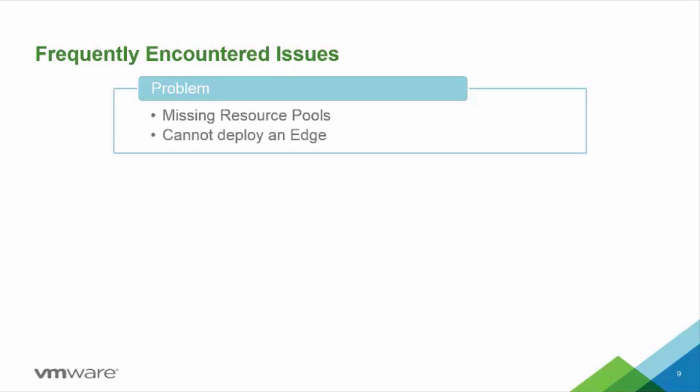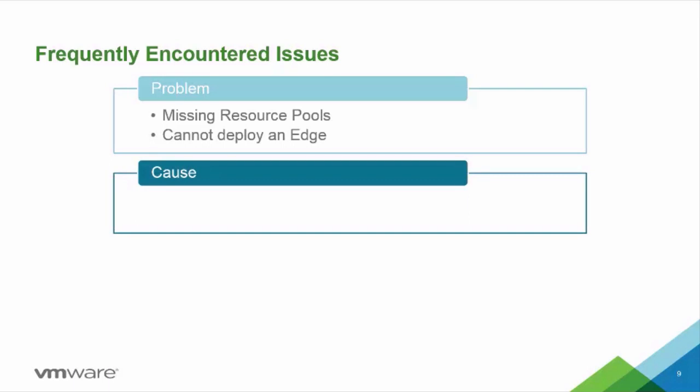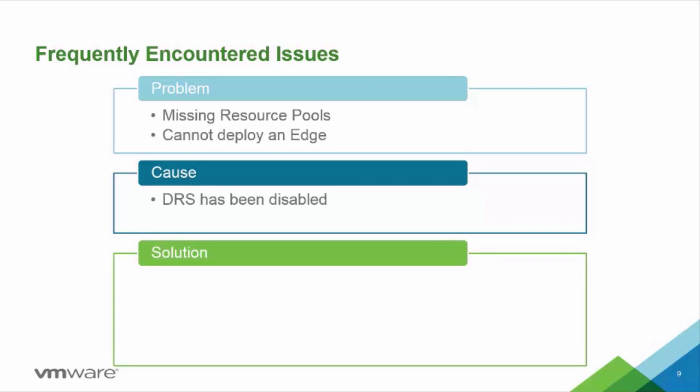And when they say they can't deploy an edge, in the logs it will say "cannot find resource pool X", and again that'll be your system VDC. The cause of that is the system VDC has been disabled. Now in support we do have two solutions, but the first one will be the recommended approach, and that would be to restore your vCloud and vCenter DBs.